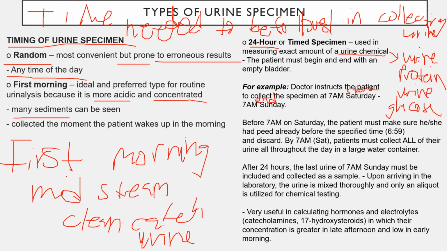So the end of collection would be 7 a.m. Sunday. So take note, class, that before 7 a.m. on Saturday, the patient must make sure that he or she had already peed before the specified time. So meaning, class, when you start your 24-hour urine collection, kindly write this down.